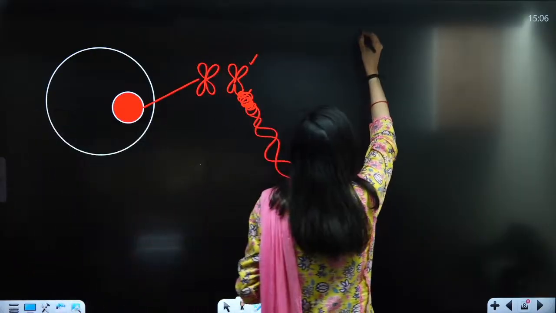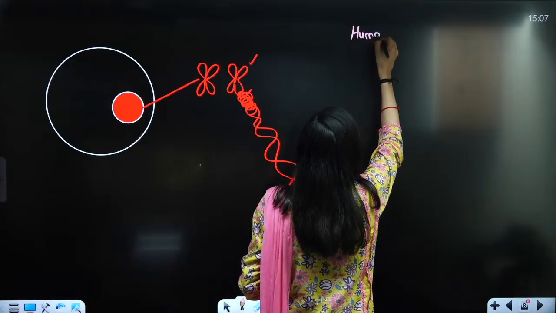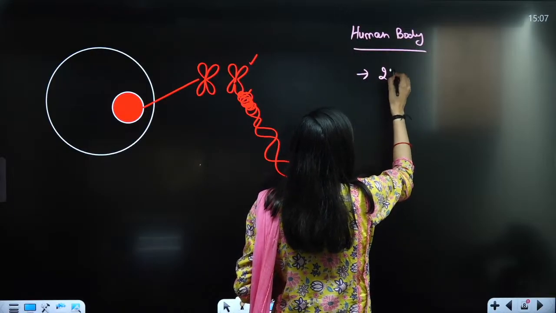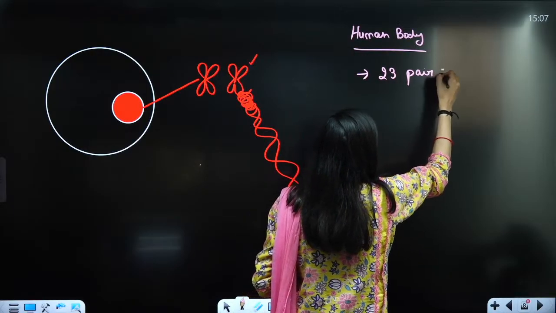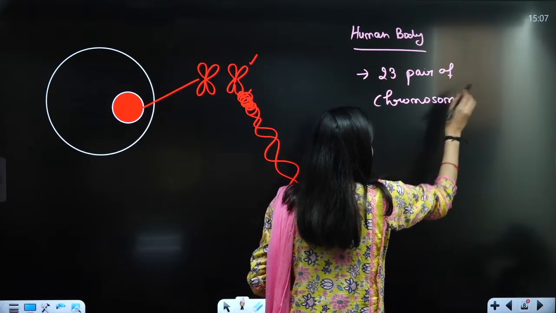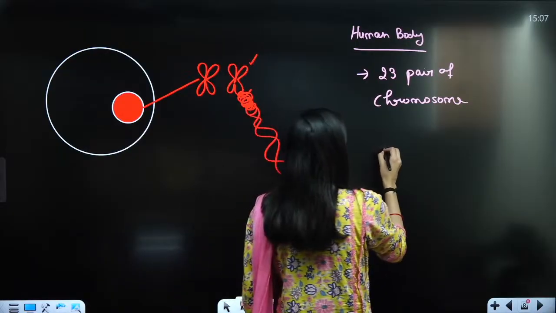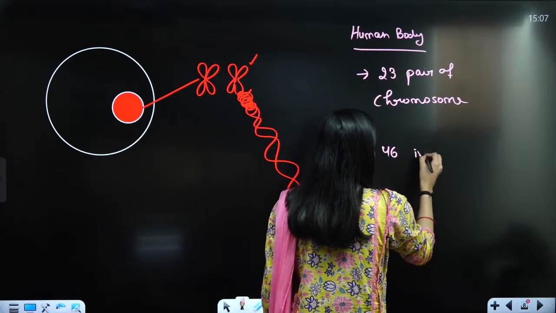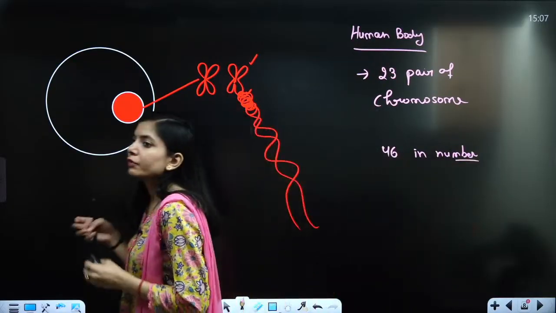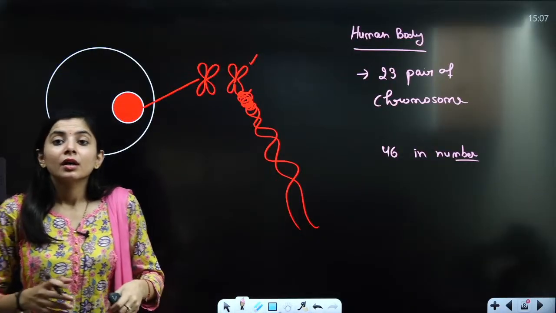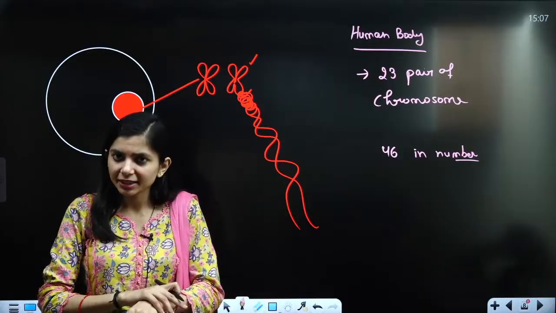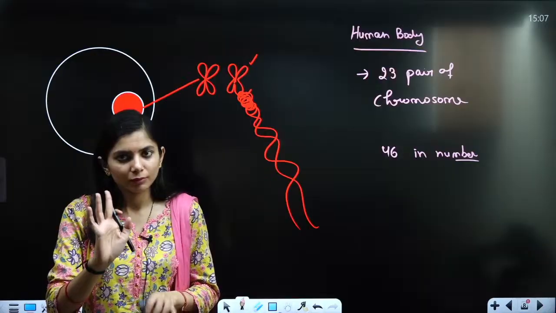So the human body includes what? It includes 23 pairs of chromosomes. So this 23 pair of chromosome means 46 in number. So your cell is filled up with 46 chromosomes. Now, one cell is including what? 46 chromosomes. Fine. So this is done.